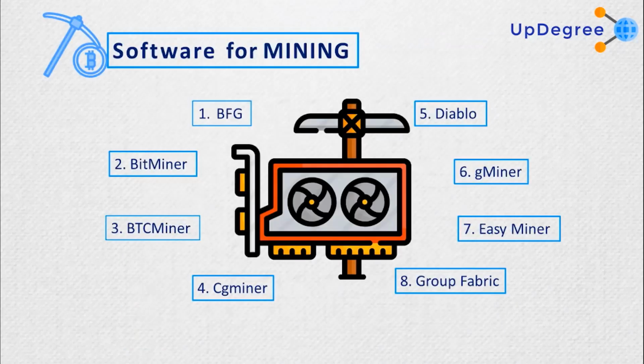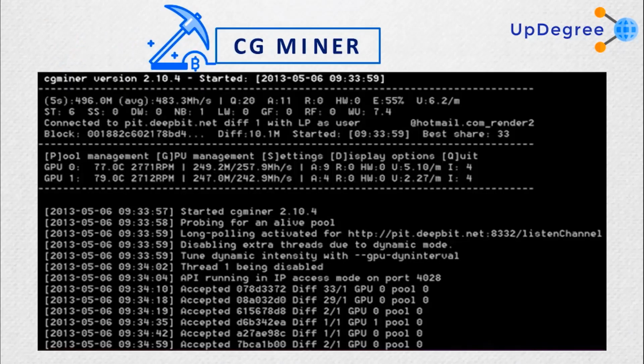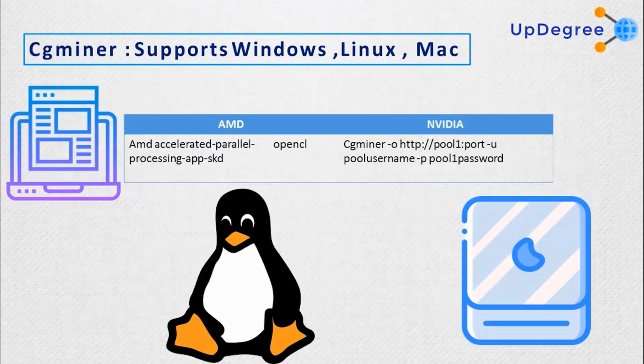And you have a lot of software. I think the best ones which I have seen are Easy Miner, Bit Miner, Diablo, and CG Miner. These are some of the popular names in mining software for Bitcoin. So this is a screenshot from CG Miner. CG Miner supports Windows, Linux and Mac, and it's actually AMD, and you have open network and some of the passwords and things like that I have just given here.